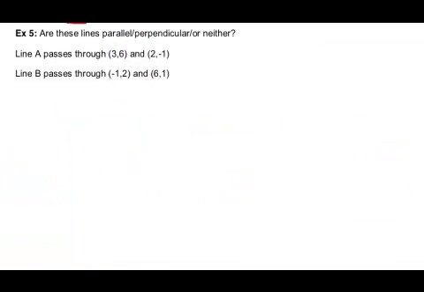Example 5, again, determining whether these lines are parallel, perpendicular, or neither. Again, our formula for that is y2 minus y1 over x2 minus x1. So I want you to take a second, pause the video, and find the slope of line A using the formula that we just talked about.